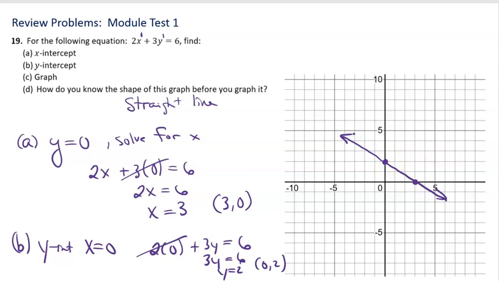And again, how do you know it's a straight line? Because you have x to the first power and y to the first power. That is a perfect sign that you're dealing with a straight line. One thing I want to point out, you never put the x and y intercept together. Like that (3, 2), that's a no-no. So make sure you keep those as two separate points. X-intercept is always some number, 0. Y-intercept is always 0 and some number.